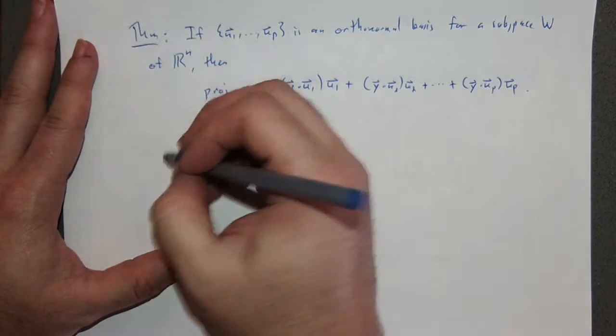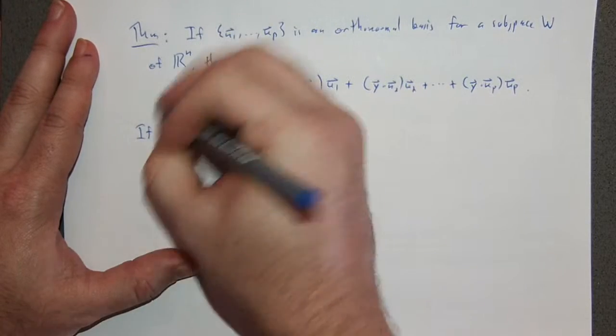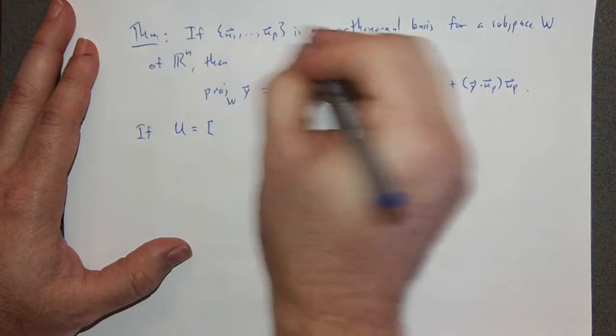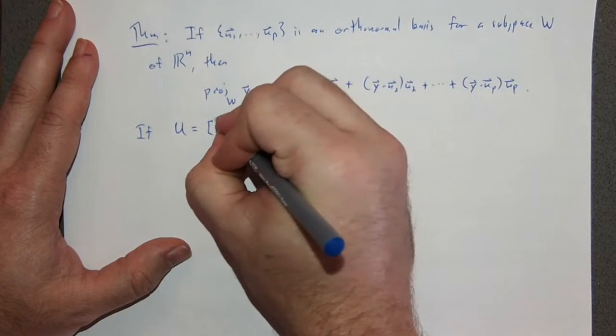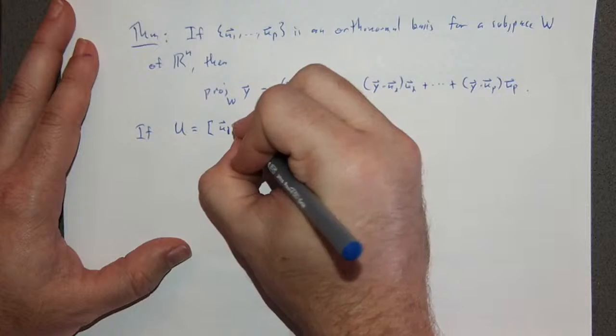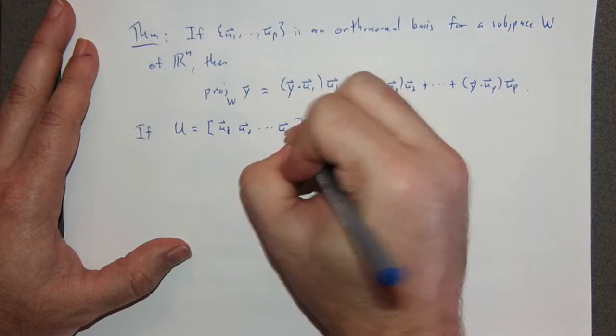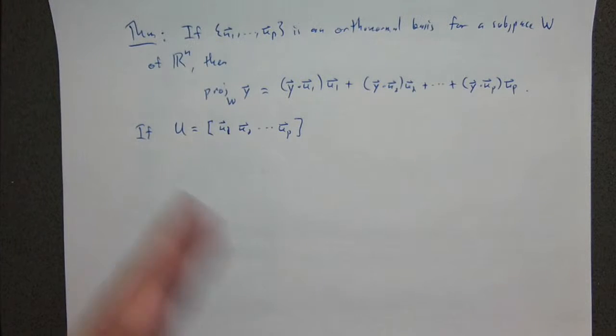And then if we let U be the matrix that has these vectors ui as columns, u1, u2, and so on, well, they form an orthonormal basis. So now U has orthonormal columns, so it's an orthogonal matrix.